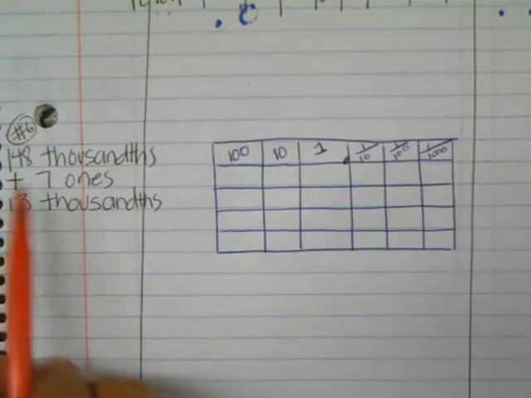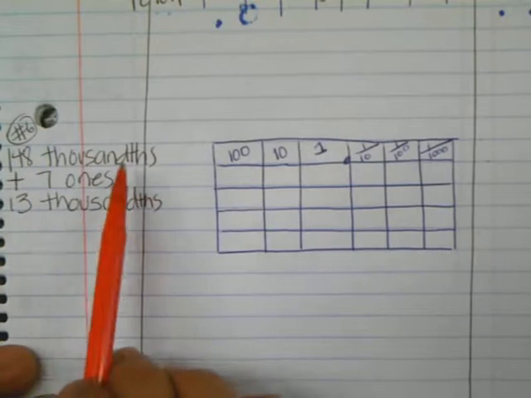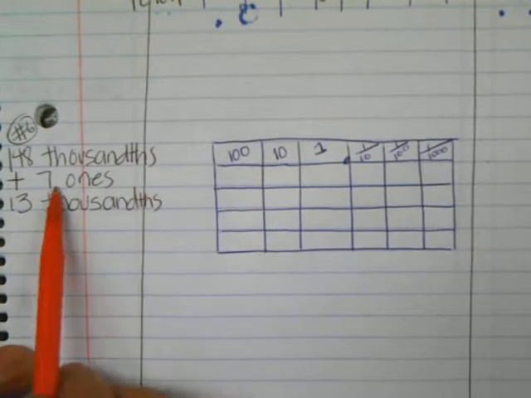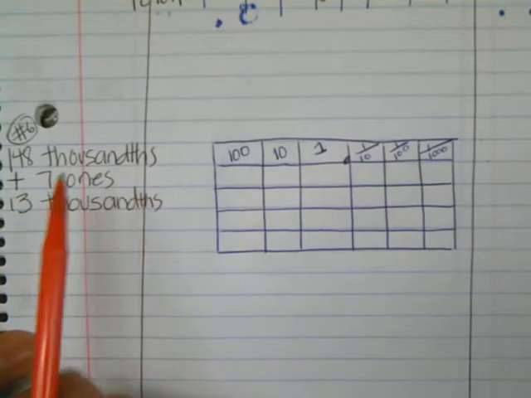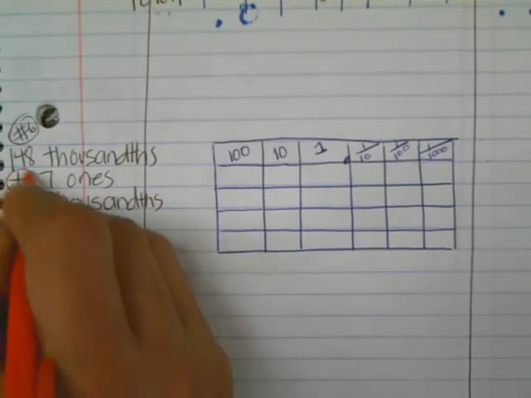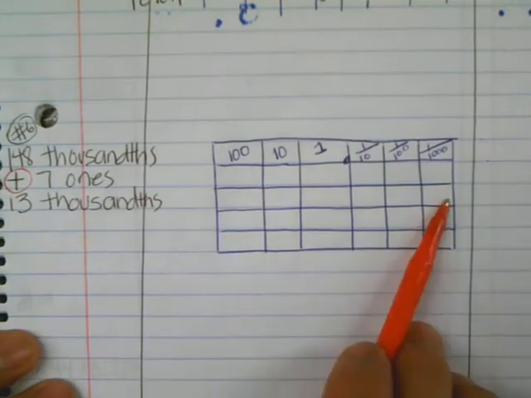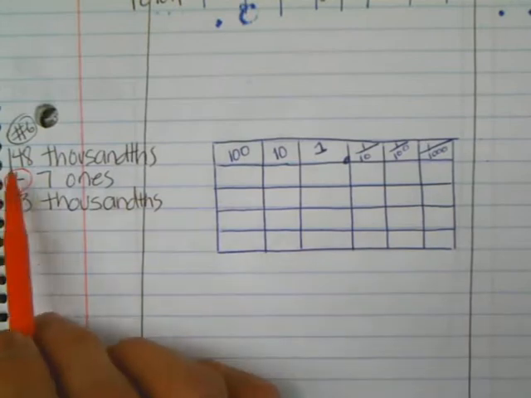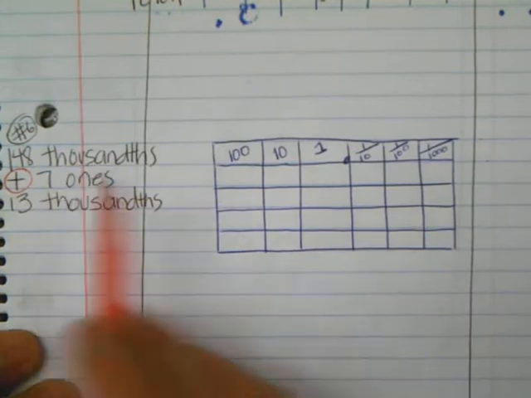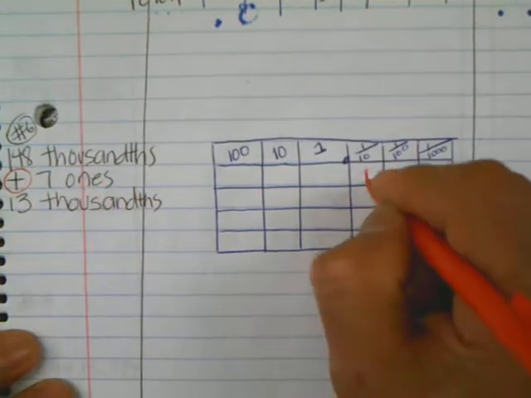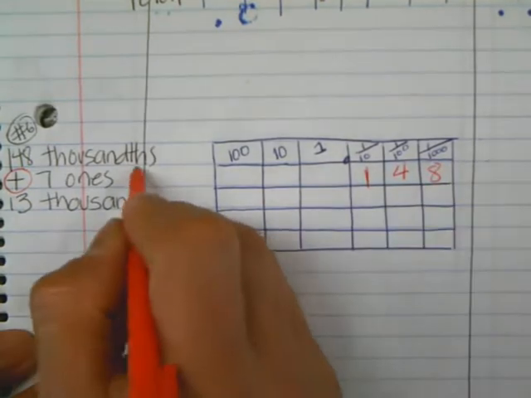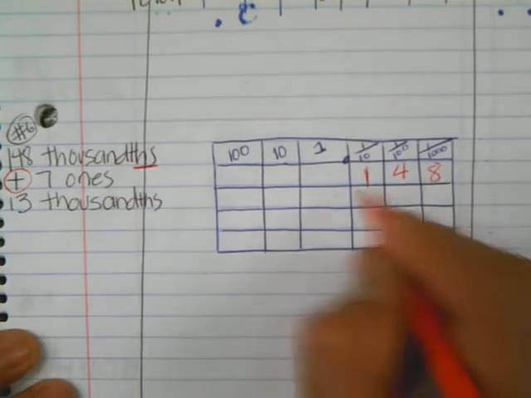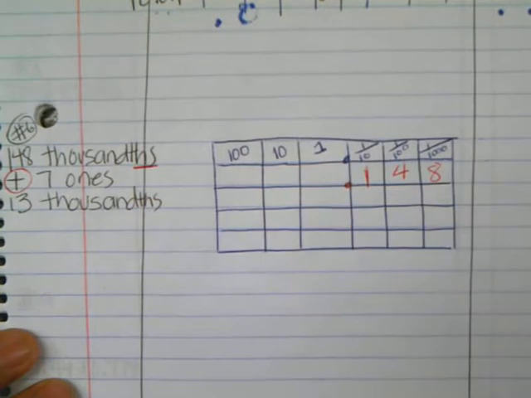Okay, we're going to add 148,000 plus 7 ones plus 13,000. Okay, so here's our symbol, and we're going to just use the place value chart to add the numbers. So 148,000 is written right here, 148,000. And this tells me that these are decimals, so that should be written in there.